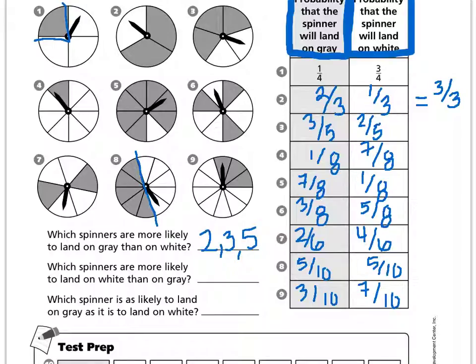Which spinners are more likely to land on white than on gray? And I know that if there's more white than gray, then it'll land there. 1, 4, number 6, number 7, and number 9. Which spinner is as likely to land on gray as it is to land on white? So an equal. And I know that number 8 is equal. It would be half and half.